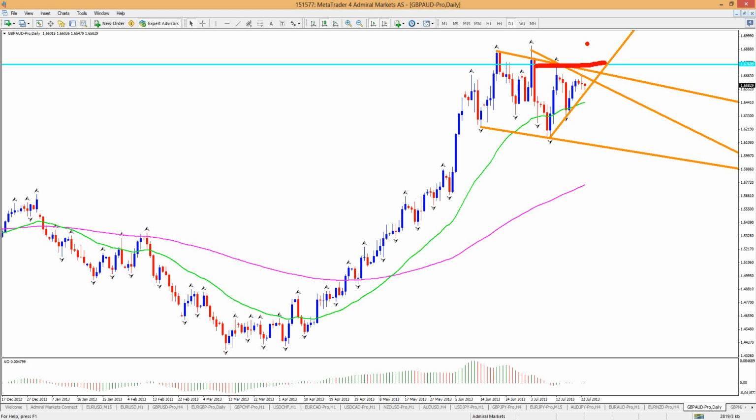But the opposite would be true too. I'm not blind to the fact that this could definitely be a lower high here, and we're in a wedge, and a break of the wedge to the downside could be equally interesting.